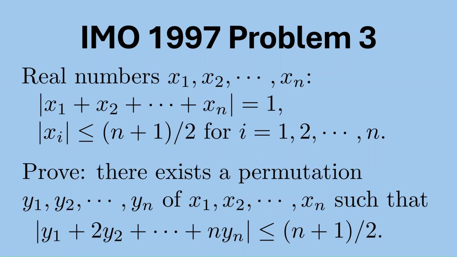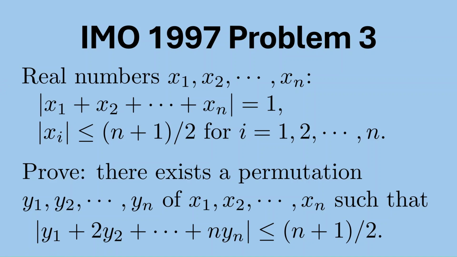Consider n real numbers x1, x2 to xn. The absolute value of their sum is 1, and each individual number in absolute value is less than or equal to (n+1)/2. Prove that there exists a permutation y1, y2 to yn of x1, x2 to xn such that the absolute value of y1 plus 2y2 plus up to n times yn is less than or equal to (n+1)/2.